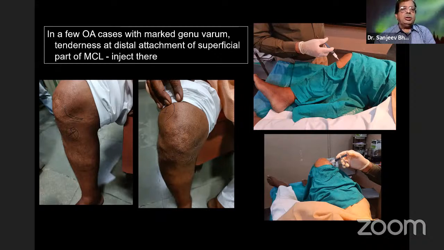In some osteoarthritis cases, especially when there's marked genu varum, I have found that there is tenderness at the distal attachment of the superficial part of the medial collateral ligament. And I usually inject at that spot. As you can see here, I have marked it, and I'm injecting at that spot. And then the second spot is at the superior lateral corner.